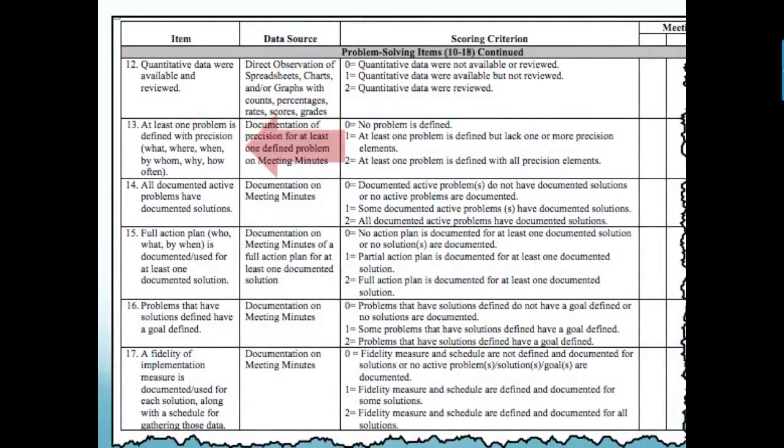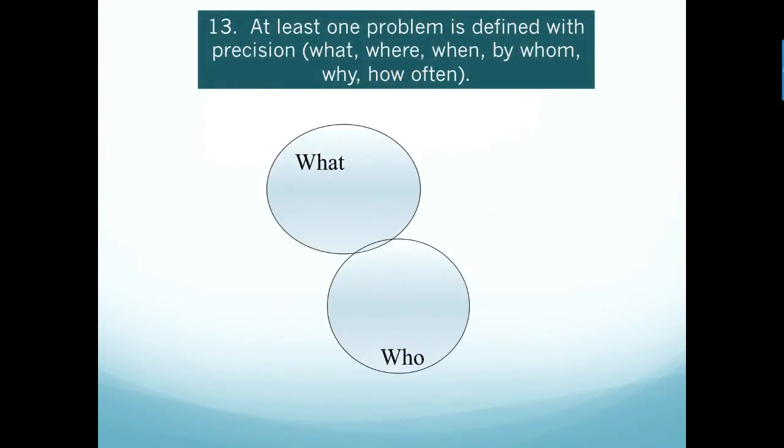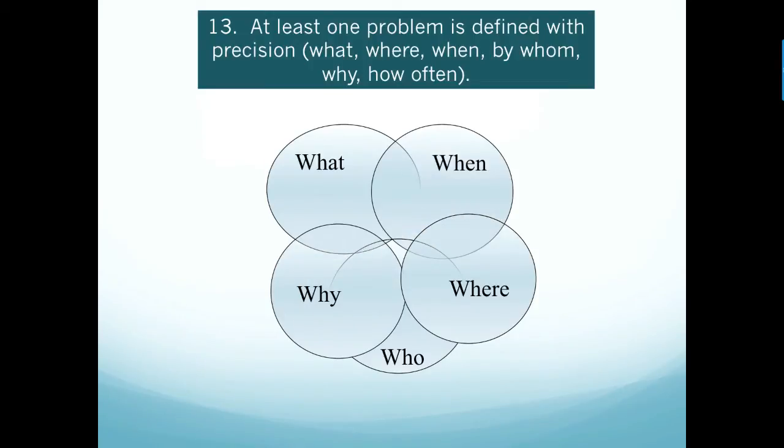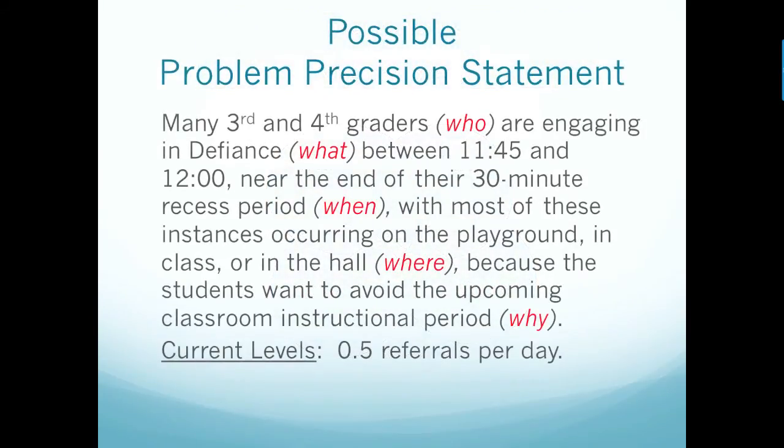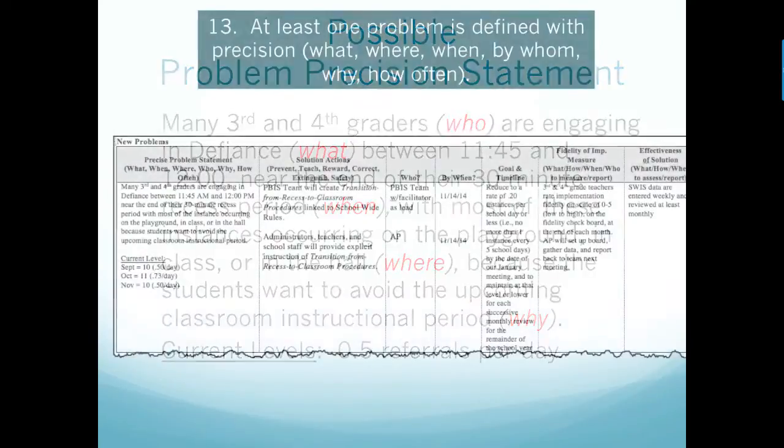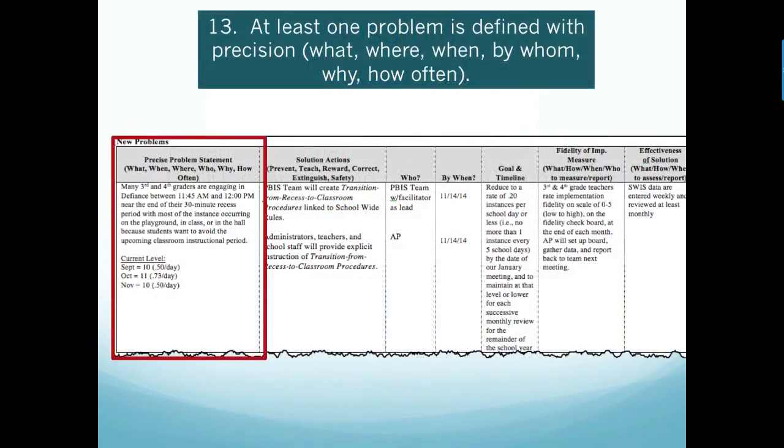Item 13 looks at the problem precision for our problems. And it states that at least one problem is defined with precision. Here's an example of what one may look like that's defined with precision. Who, what, when, where, why, and also how often. You also can look at either your new problem section or your previously defined problem section of your TIPS meeting minute form.